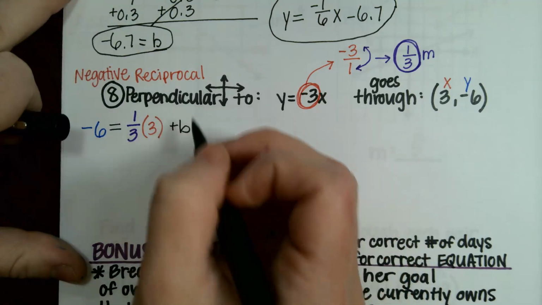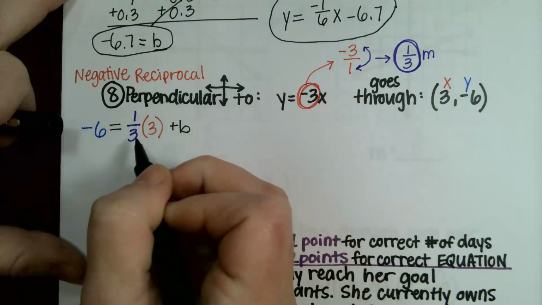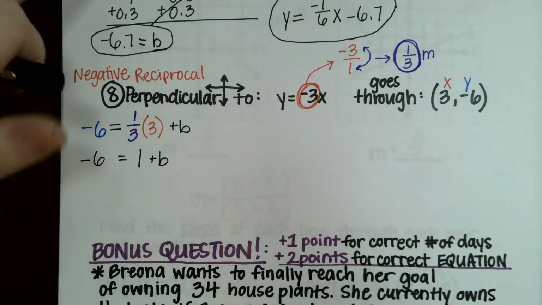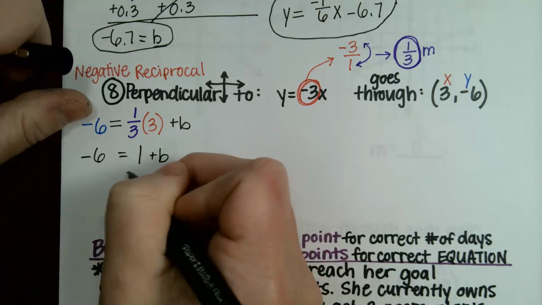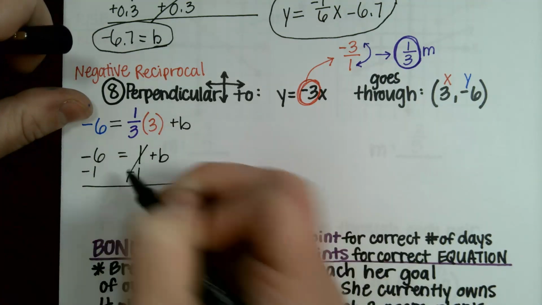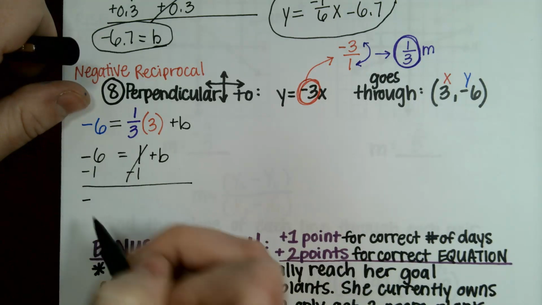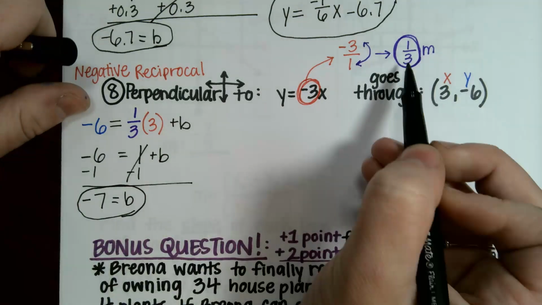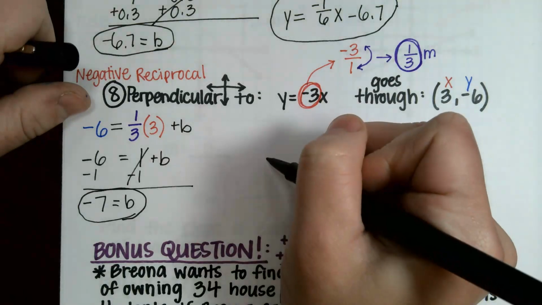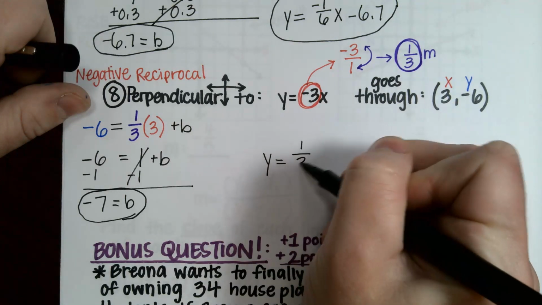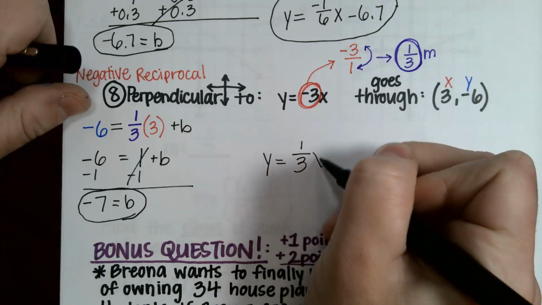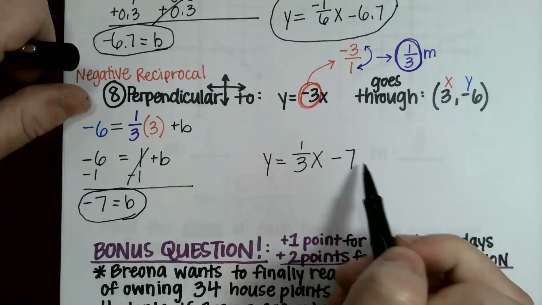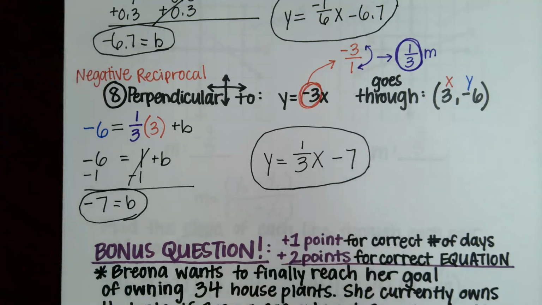So if you're uncomfortable with that, feel free to type it in your calculator. But we are going to get 1 plus b equals -6. What do I do here now? -1 on both sides. Okay, what is -6 minus 1? -7. -7 equals b. We found our b. We found our m. What's my equation? Y equals 1/3 x minus 7. Good. Y equals 1/3 for m, x minus 7, because we got a negative b, -7. Good job.